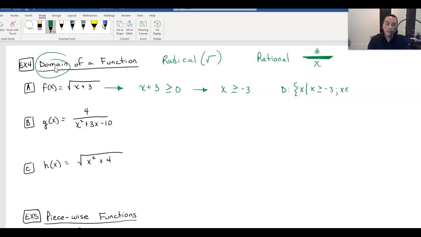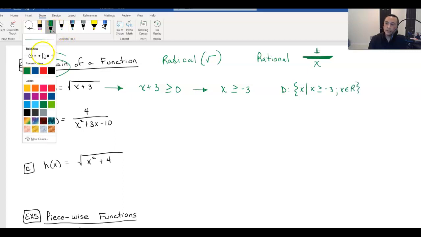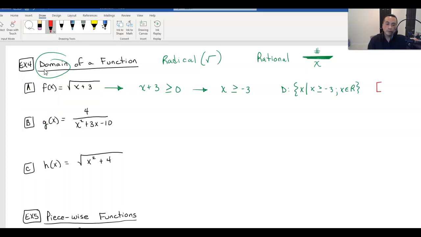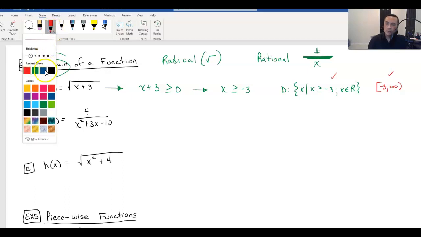And it could be any real number there. Now, if you want to give your answer in set builder, I'm sorry, that is set builder. If you want to give your answer in interval notation, then all you say is the domain is from -3 to infinity. Either one of these two is correct. That is the domain. The first one is in set builder. The second one is in interval notation. All right, I'm going to go to the next one.